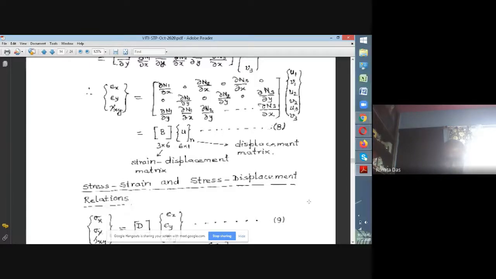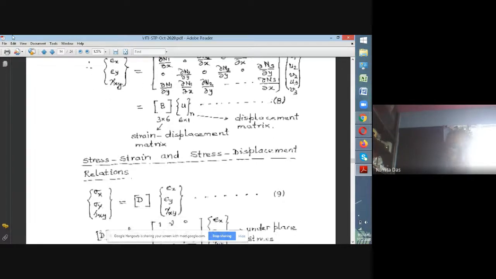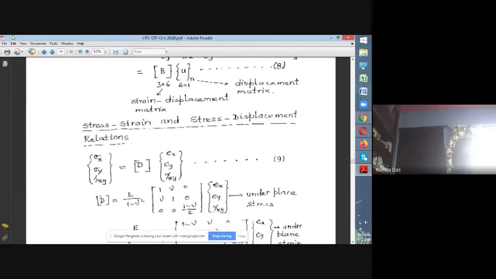And then the stresses are going to be given by the stress strain matrix, which is D multiplied by the strains. So it is nothing but this product, and this D is the stress strain matrix, the elastic constants matrix or material property matrix D, and it is given in terms of the material properties, modulus of elasticity and Poisson's ratio.